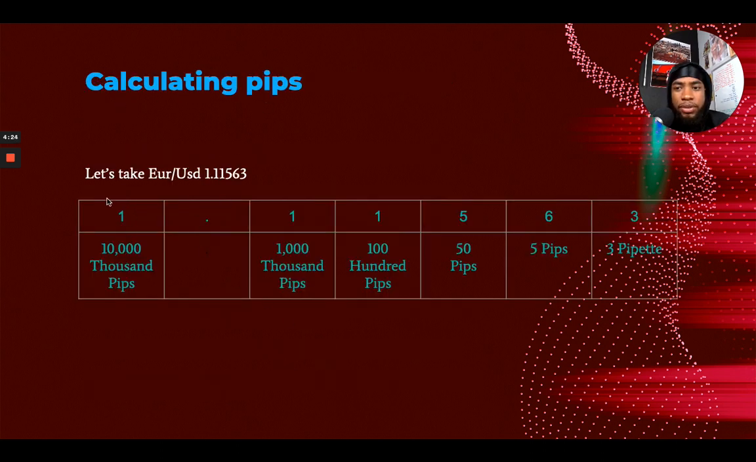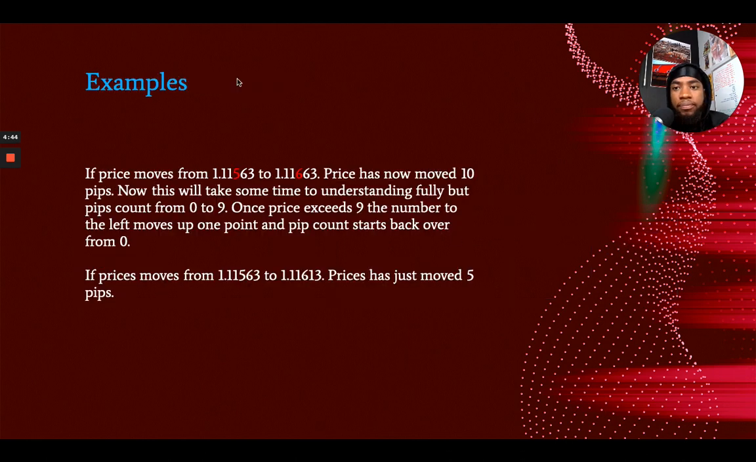So calculating pips, let's just take Euro USD for example. The 1 is going to represent 10,000 pips, the decimal point, and then to the right of the decimal point, the one after that is going to represent 1,000 pips, 100 pips, 50 pips, 5 pips, and then your pips. So example, if price moves from 1.11563 to 1.11663, prices now just moved up 10 pips.